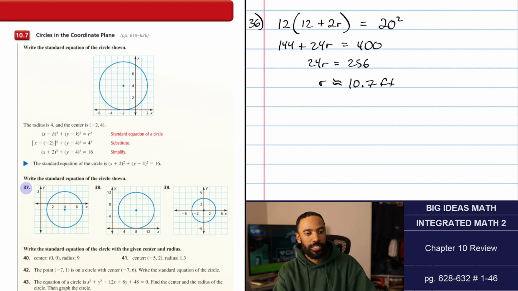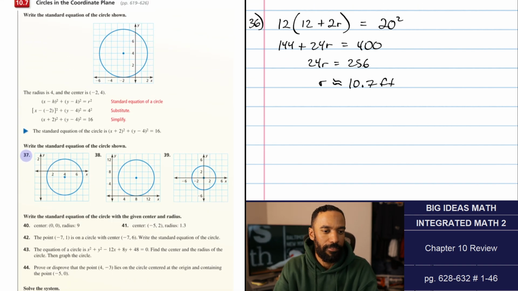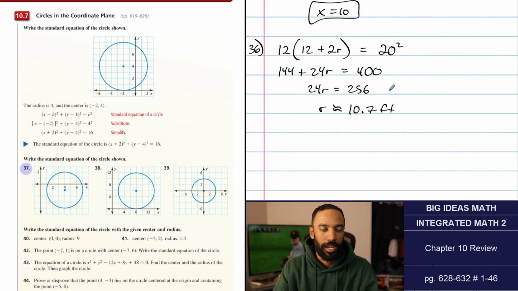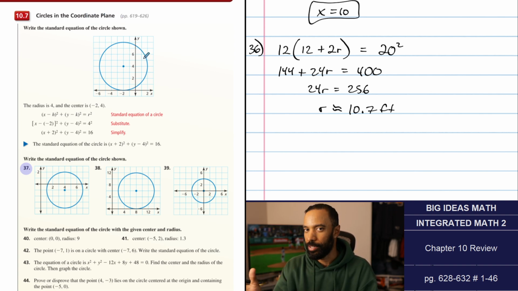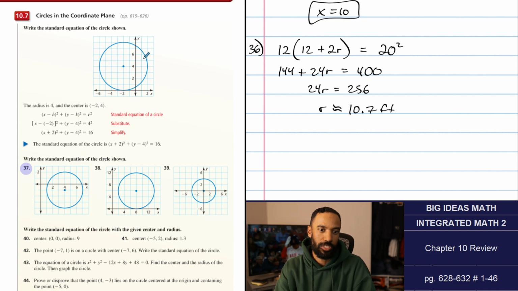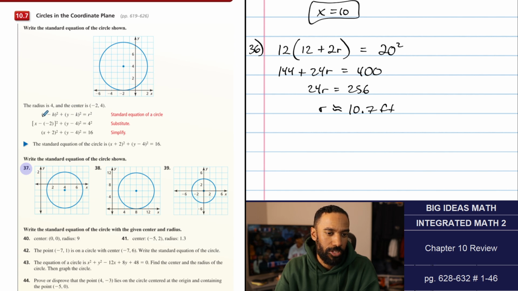Okay, last section we have, 10.7, and quite a bit of examples from here because they can ask a variety of different things, not unlike the other ones. Write the standard equation of the circle shown. So this is a different set of kinds of problems. We're not doing tangents and secants and chords and diameters and things like that. We are doing radii. That's going to be part of the circle equation.